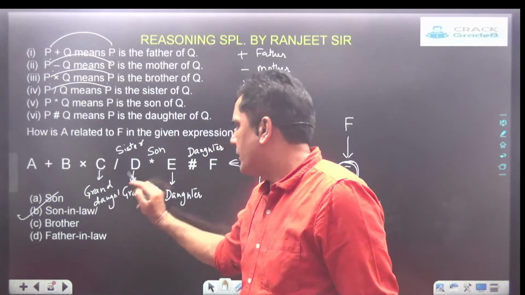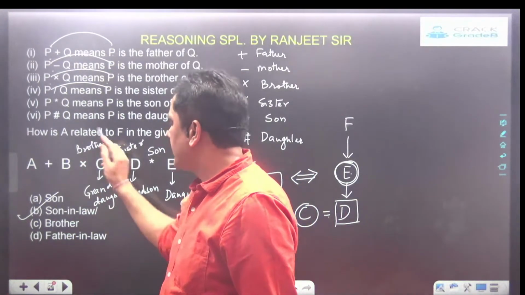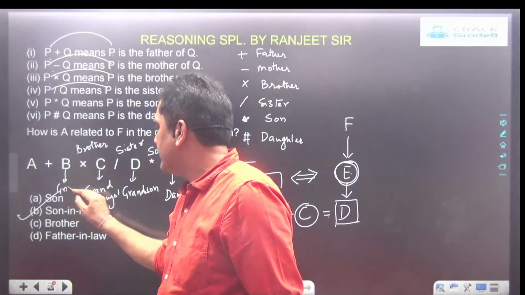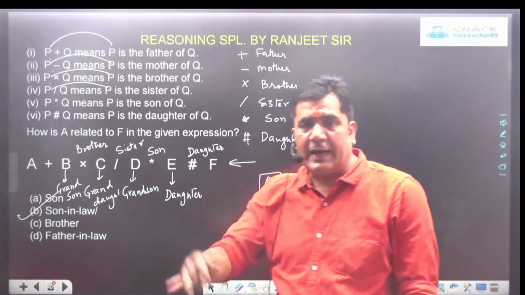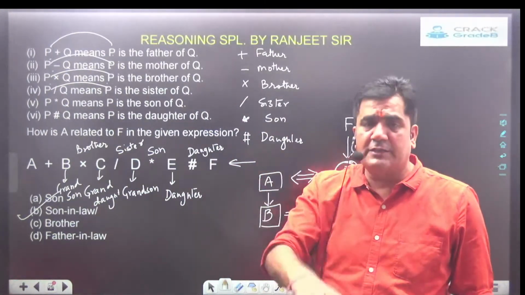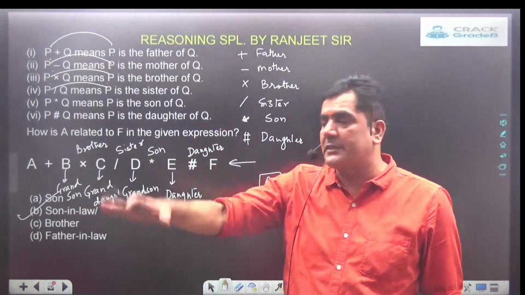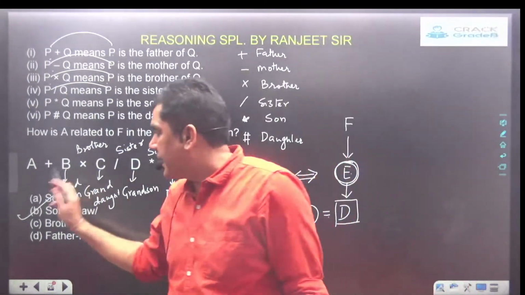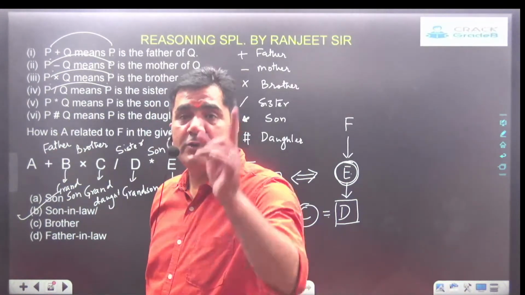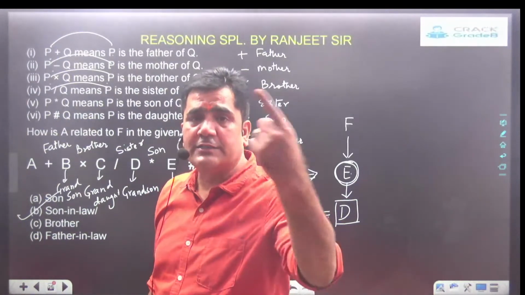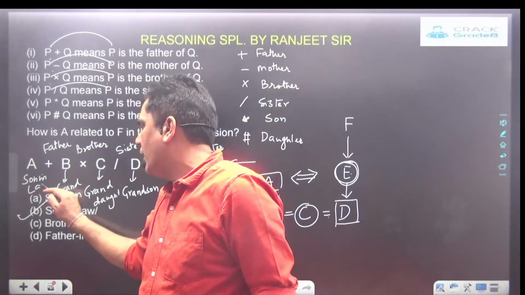My granddaughter. Next one. My granddaughter's brother is nothing but my grandson. My granddaughter's brother. My granddaughter means what? My daughter's brother will be my daughter's son. That will be my grandson. And my grandson's father is nothing but my daughter's husband, and that will be my son-in-law. So A becomes what? My son-in-law.